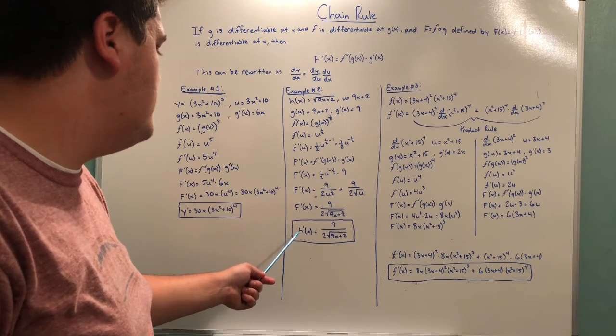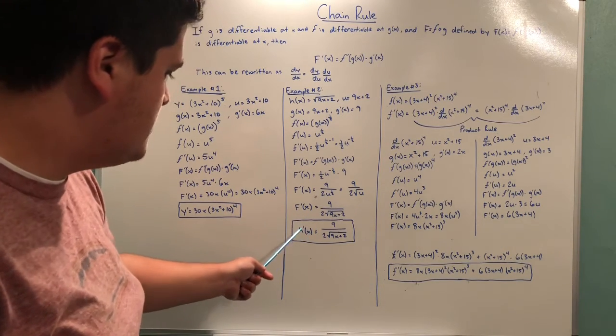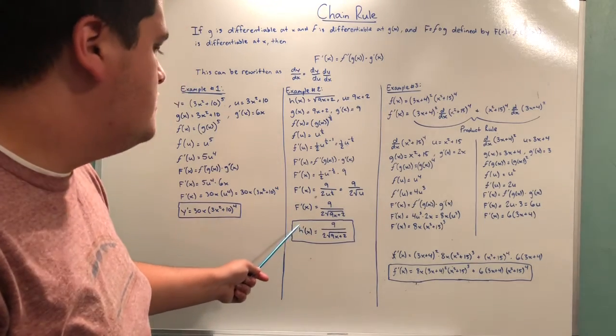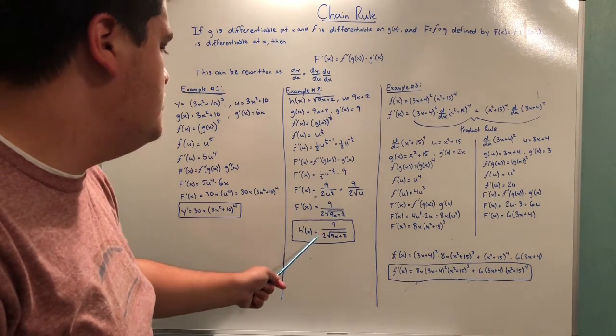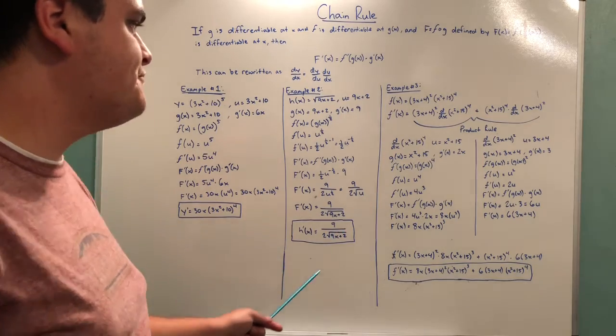So the first derivative of h of x, so h prime of x, this little tick mark is prime, means derivative. So h prime of x is equal to 9 over 2 times the square root of 9x plus 2.